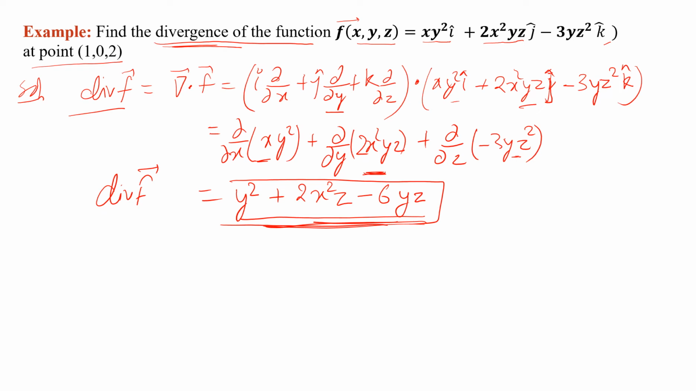And now we have to find it at the given point, that is (1, 0, 2). So divergence of f, we get 0 plus 2 into 1 into 2 minus 6 into 0, we get 4.